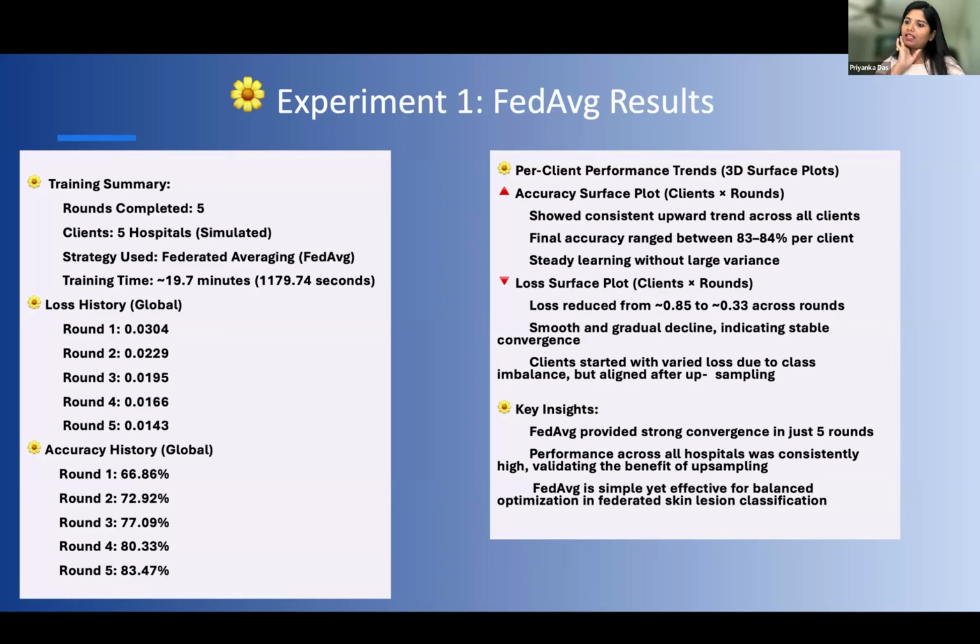On the right side, I have summarized the per client surface plot results. The accuracy surface plot showed an upward trend across all clients, with final accuracies between 83 to 84%. The loss surface plot showed a smooth decline starting from around 0.85 to 0.033, indicating a convergent stability.